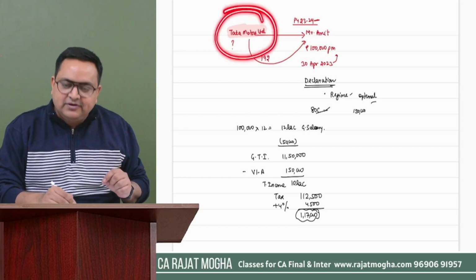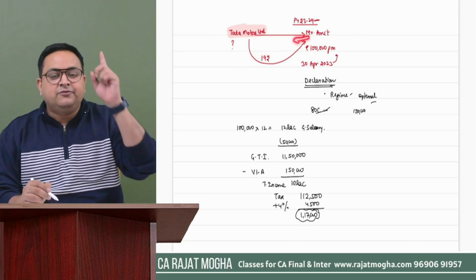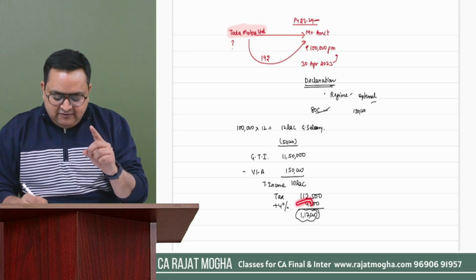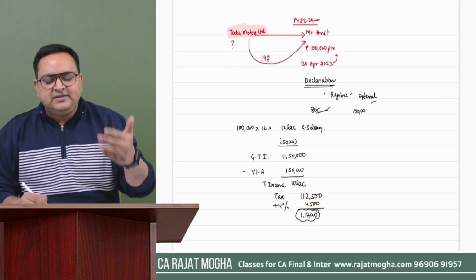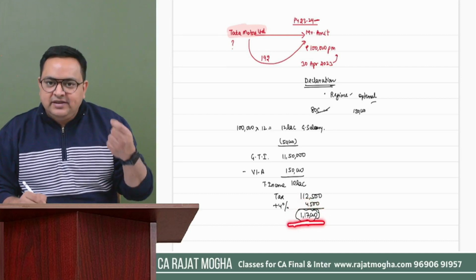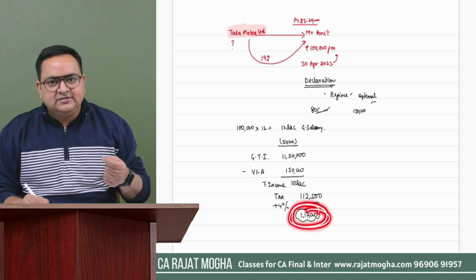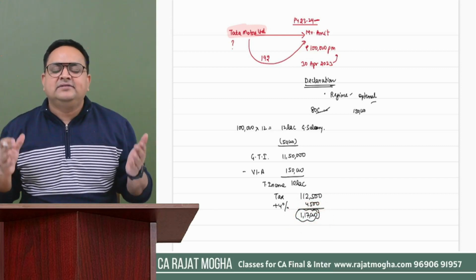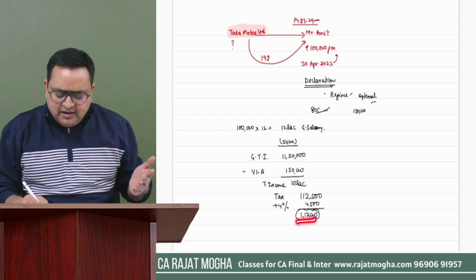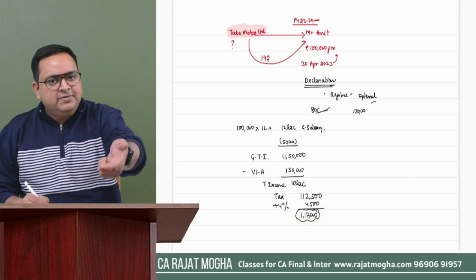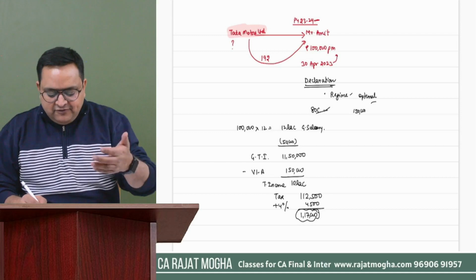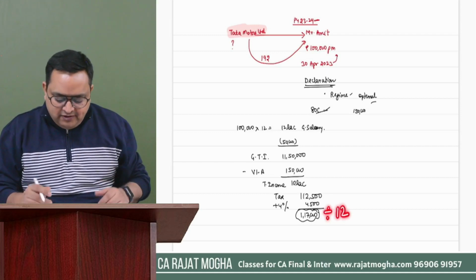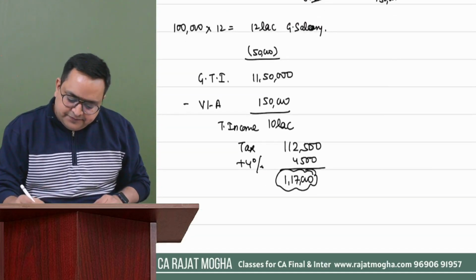So what will Tata Motors do? In the month of April, in the first month itself, they will presume that the total tax for this year would be 1,17,000. They will deduct this TDS during the year. So they will split this tax into 12 installments, right? Why? Because every month we will be giving salary to this person, so every month we will be deducting. Just divide this by 12.